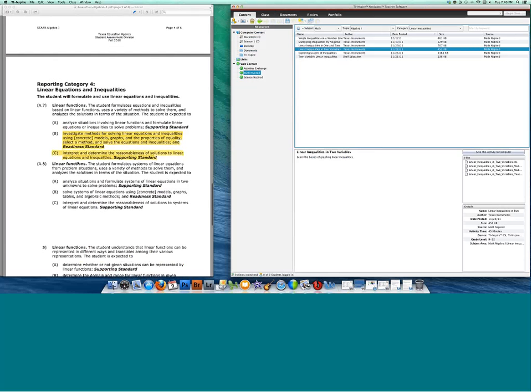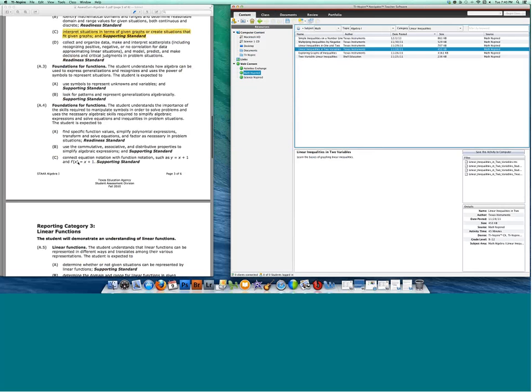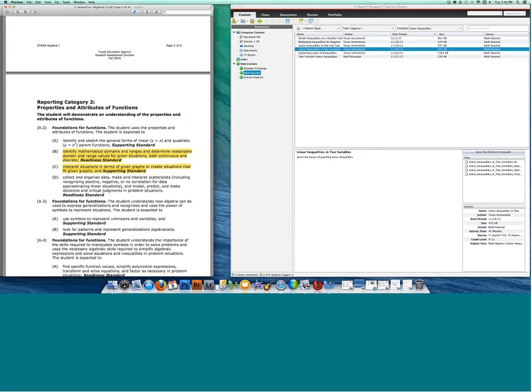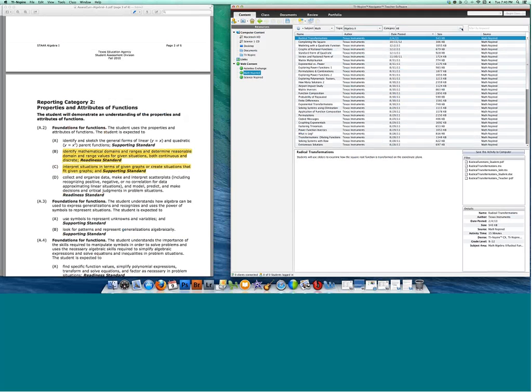And then we're going to still look at the attributes and properties of functions. And now we'll be looking at the domain and range and determine reasonableness of domain and range, both continuous and discrete. And so again, domain and range, a big topic. There are a couple of domain and range activities in Math-Inspired. We're going to look at domain and range 2, and we're just covering all sorts of areas.